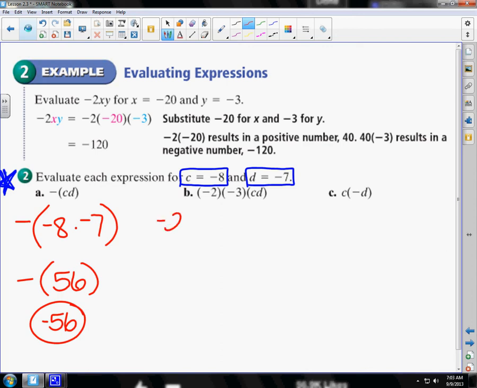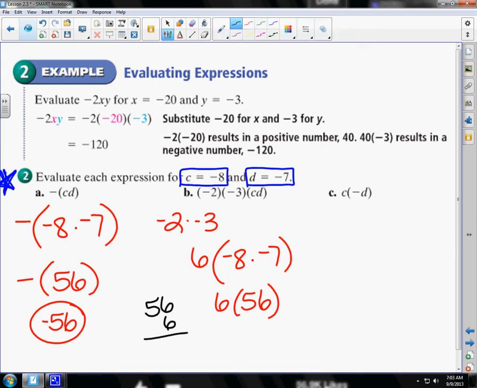This is -2 times -3, which is a positive 6, times -8 times -7, which would be 6 times 56, which I do not know off the top of my head, so I'm going to do it over here on the side. 6 times 6 is 36. 6 times 5 is 30, plus 3 is 33. 336 is my answer. 336.